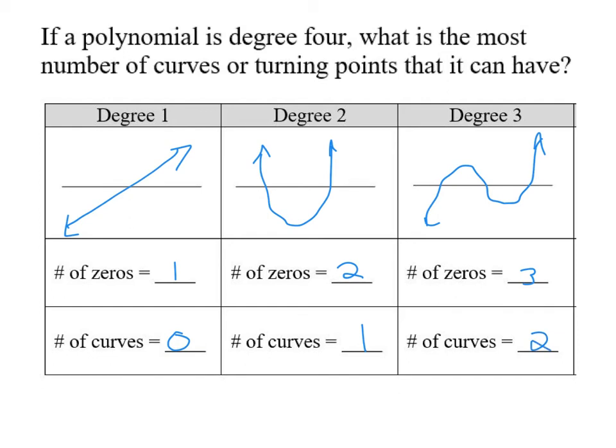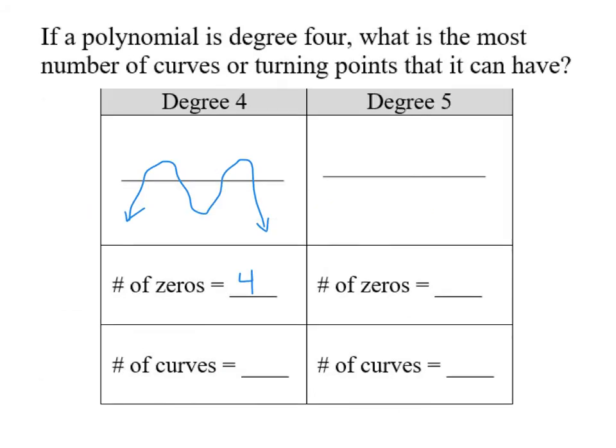So what is the most number of curves or turning points that a 4th degree can have? Hopefully you said 3, right? Because if it can have 4 zeros, that means it can turn 3 times: once, and twice, and then 3 times. And of course, do we even need to draw the last one? The pattern is very clear, right? Every time you add a zero, you're going to have another curve. So there always appears to be one fewer curve than the number of zeros that we can possibly have.